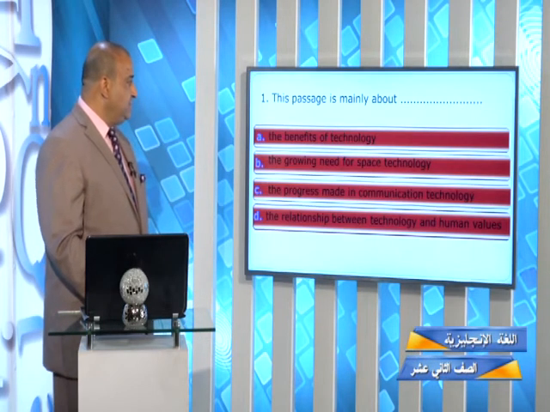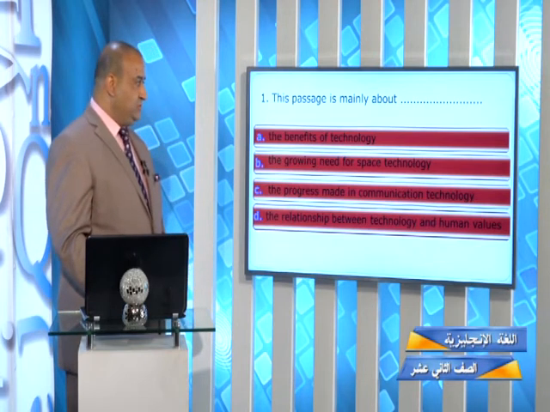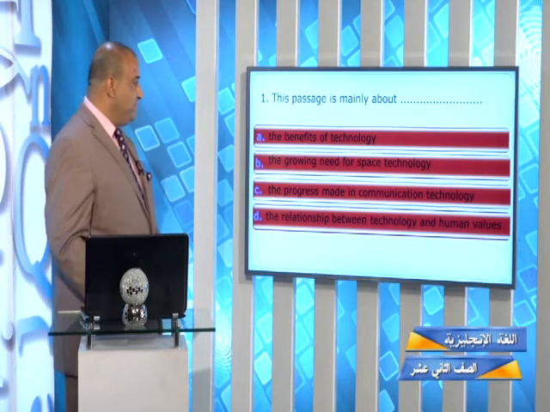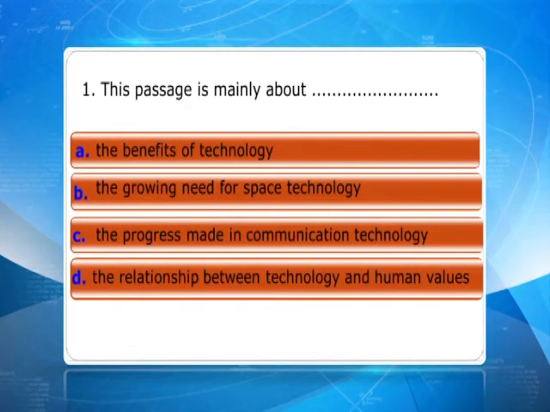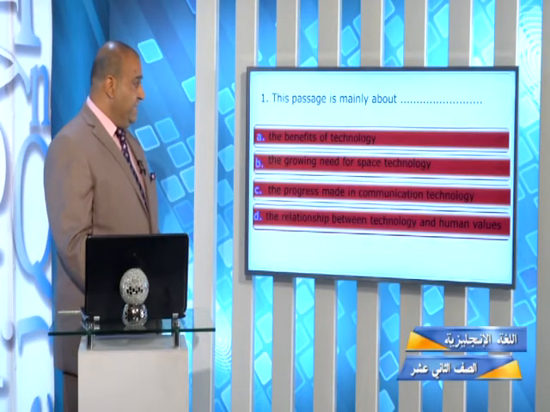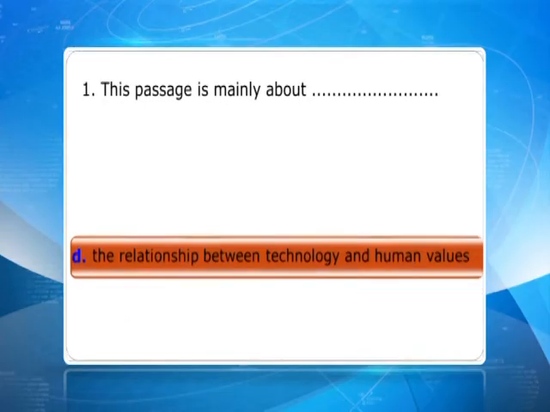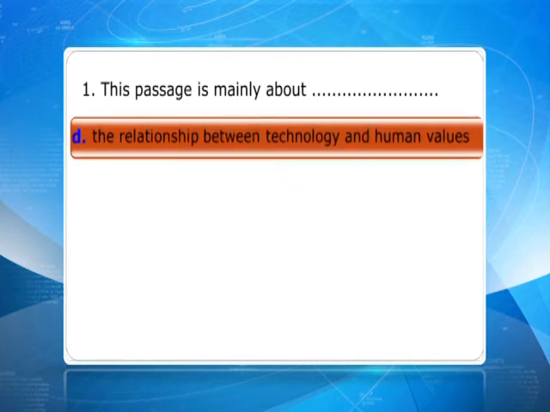Question number 1 says, this passage is mainly about. Now we have read the text, it's clear that the text is about what? Is it about the benefits of the technology? Is it about the growing need for space technology, or the progress made in communication technology, or the relationship between technology and human values? I think that the answer is clear here. You can answer it easily. Think about it. Very good. This is your answer. So this passage is mainly about the relationship between technology and the human values.